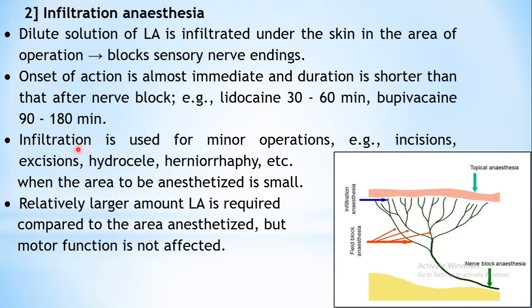Now coming to the uses of infiltration anesthesia, it is used for minor operations like incisions. Supposing a cut is to be given in the skin, or if incisions are supposed to be given for some minor procedures, or if excisions have to be done, say, for example, some part has to be removed from this area, specifically tumors. That process, removal of a certain part, is known as excision.